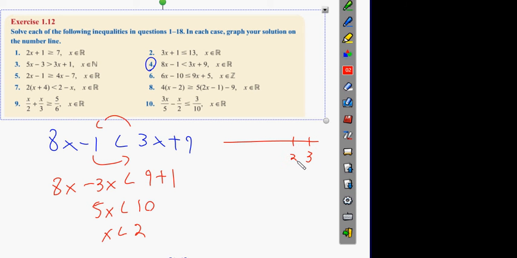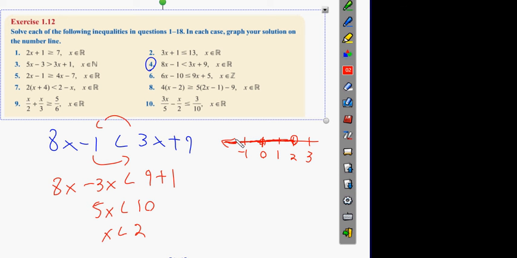Now guys, you have to draw this on the number line. 3, 2, 1, 0, minus 1, minus 2. It's x element of R. What does x element of R mean? You shade it in, all the way to the end.